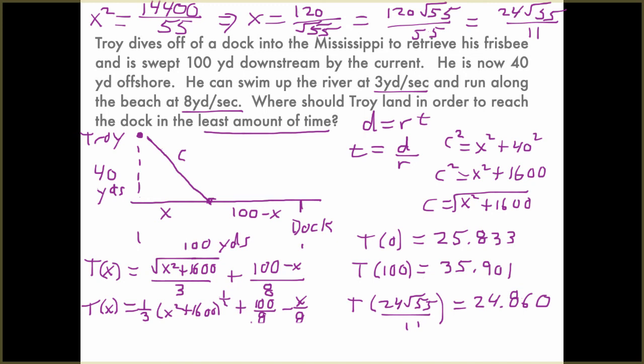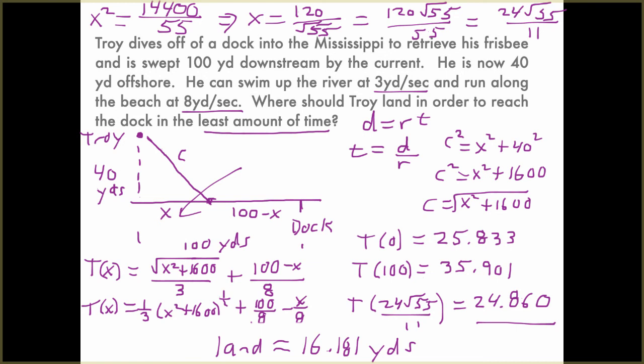So when you look at those three times, this is the smallest time. So our landing is going to be at approximately 16.181 yards from where he is at in the water. So he's going to swim upstream. Our x value here is 16.181 yards.